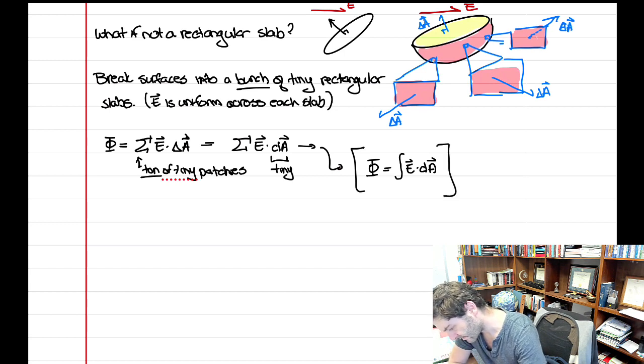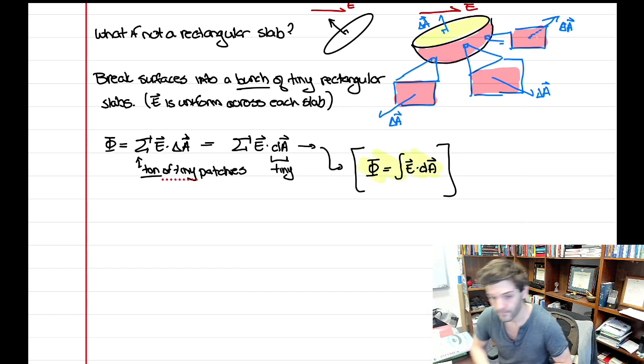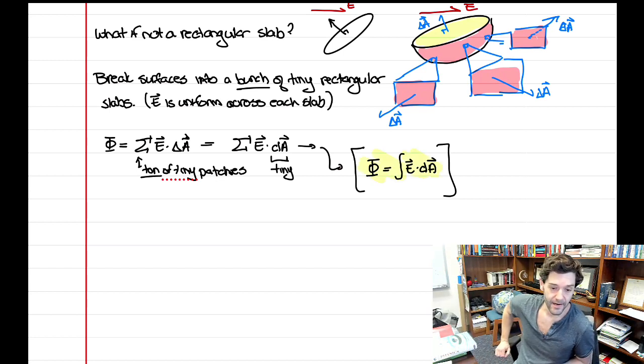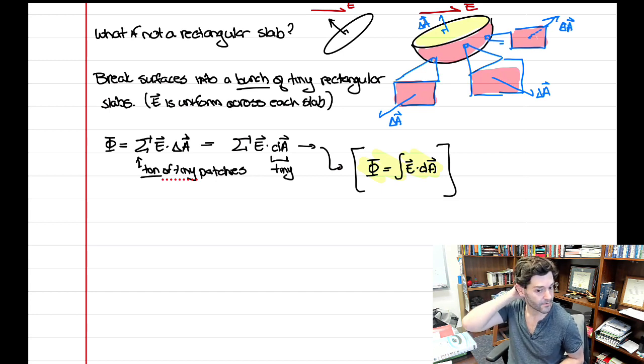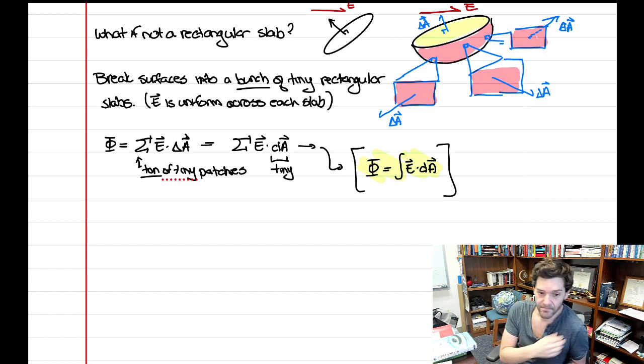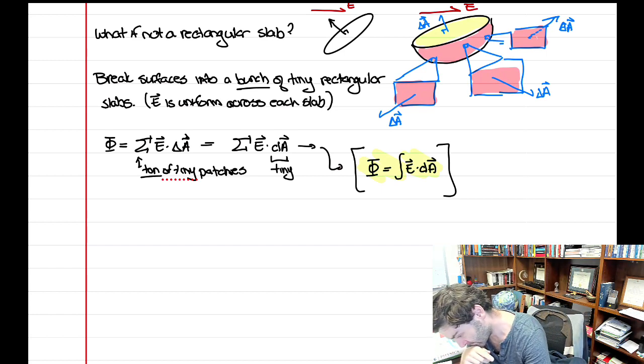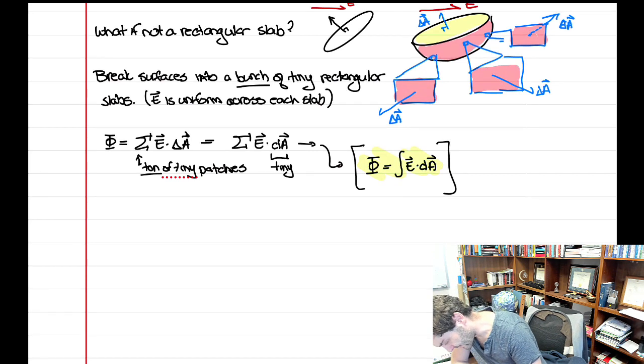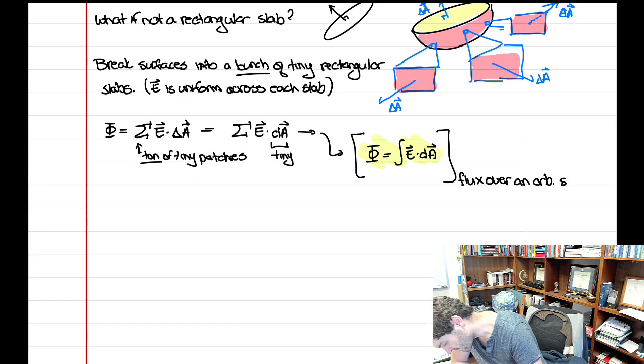That's worth a highlight for sure. Right, so over an arbitrary area, I just break that area down into a bunch of small little patches, compute the dot product at each of those patches, and add them all up. So this then is the flux over an arbitrary surface, with E also allowed to be arbitrary, with E not necessarily a constant either.